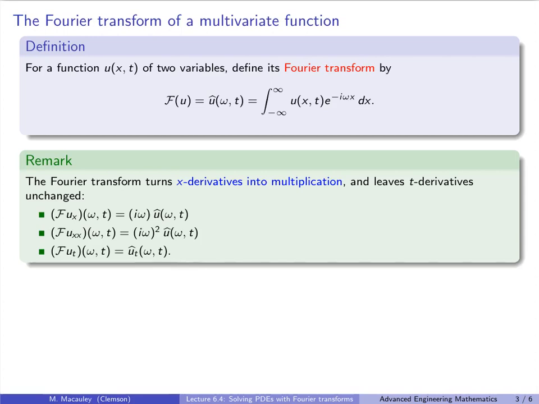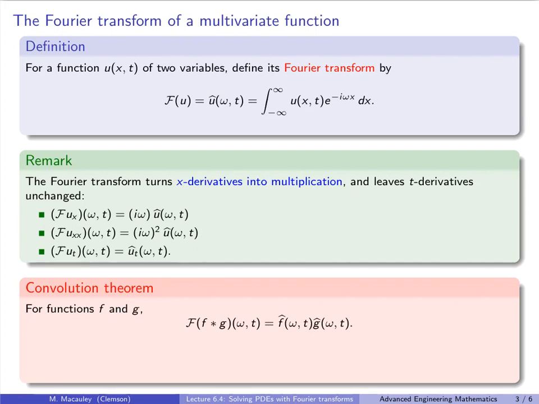Finally, the Fourier transform of the first time derivative of u is just the time derivative of the Fourier transform of u. A lot like Laplace transforms, just switch the role of x and t, and it's a little bit different. Here there's no initial value that you have to subtract off like there was for Laplace transforms.